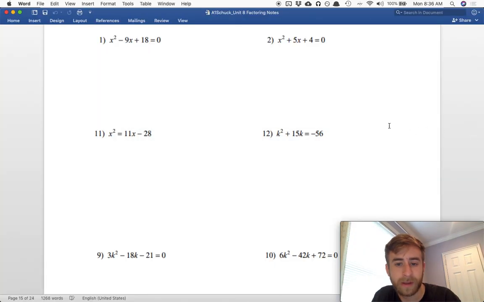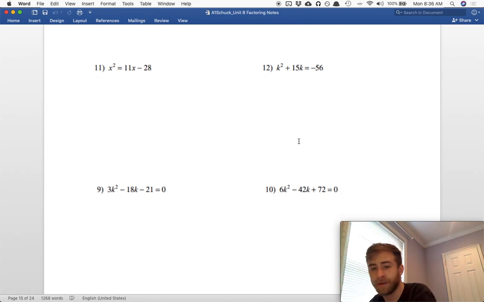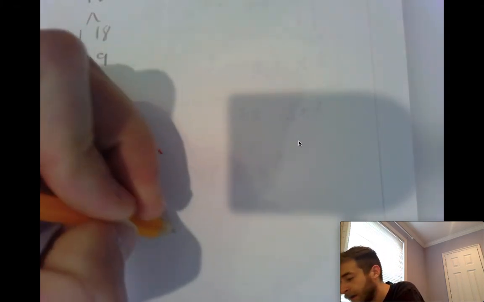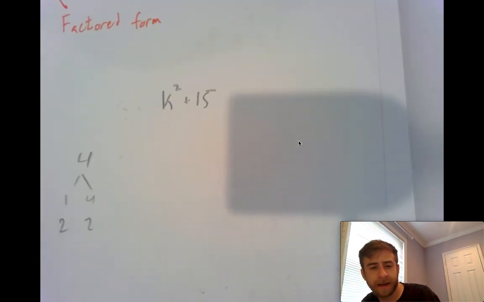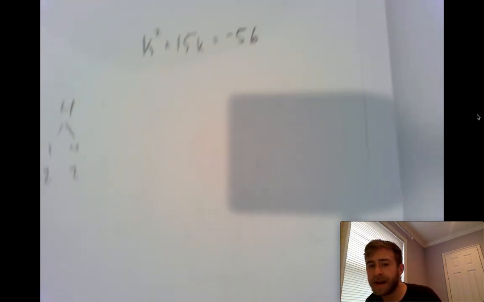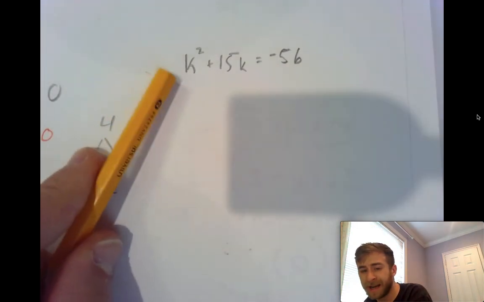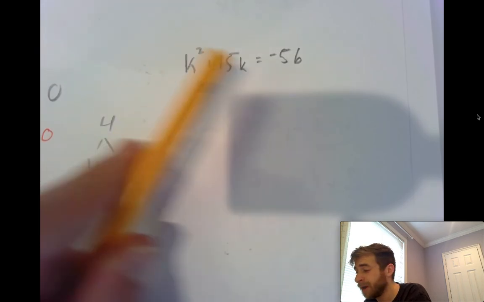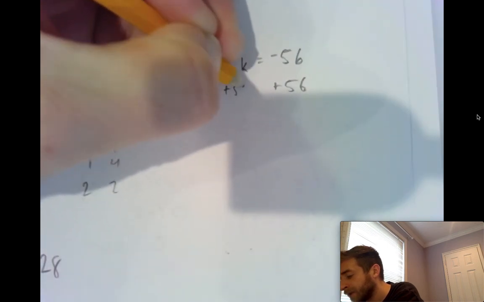A couple more. That was 11. Let's move on to 12. I think I have enough room before having to throw this page out. K squared plus 15k minus 56, equals negative 56. Now, as of now, you can do it, but for right now, we're just going to say I never want to put a negative sign or anything in front of the k squared, the square term, so I have to move this 56 over. So as negative 56, I'll do plus 56 to both sides.